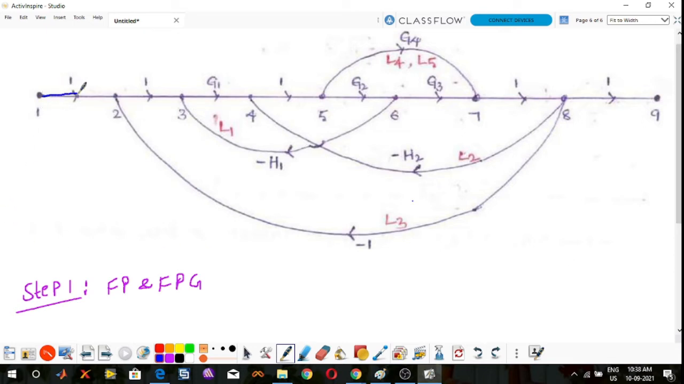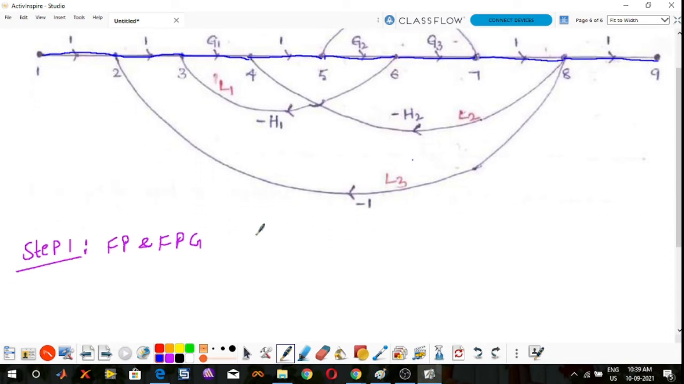So 1 to 2, 2 to 3, 3 to 4, 4 to 5, 5 to 6, 6 to 7, 7 to 8, 8 to 9. That is the first forward path. And this first forward path gain is denoted as P1.